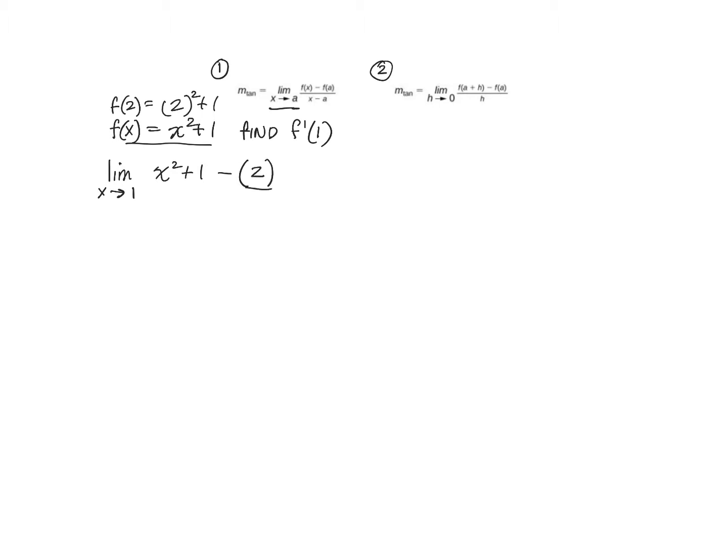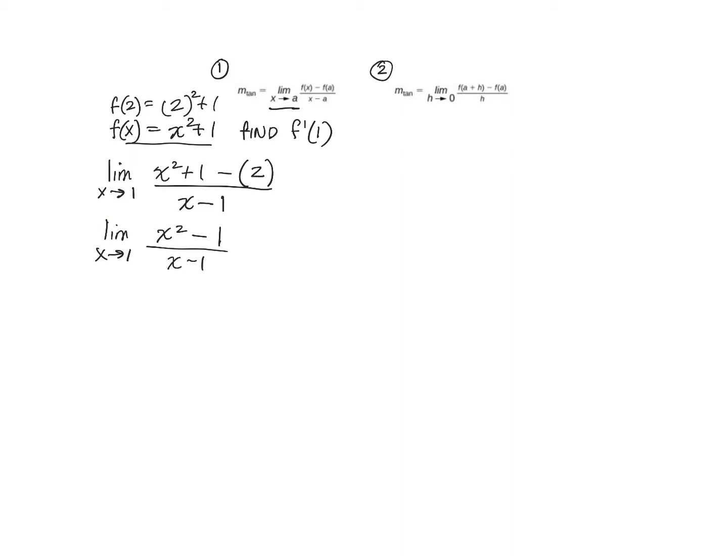And then that's all going to be over x minus a. Again, a is 1. So now it's just a matter of simplifying. We get the limit as x approaches 1 of x squared, plus 1 minus 2 is going to be minus 1, all over x minus 1. And remember, when we take the limit, if we plug x equals 1 in here, we're going to get 1 minus 1, which is 0, over 1 minus 1, which is another 0. So this is the indeterminate form.